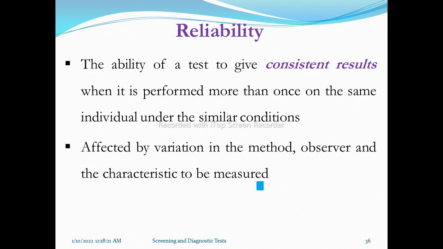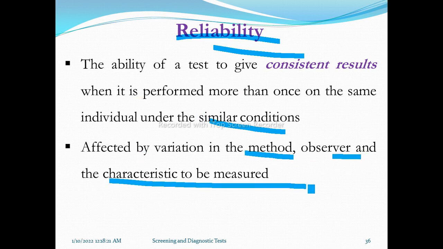So the first type of objective is validity. We have seen validity like specificity and sensitivity. The second type is reliability: the ability of the test to give consistent, similar results when performed more than one time on the same individual under similar conditions is called reliability or precision. It is affected by variation in method, observer, and characters to be measured. Reliability has many categories like inter-observer variability and intra-observer variability. So please read more about reliability, but this is the second section.